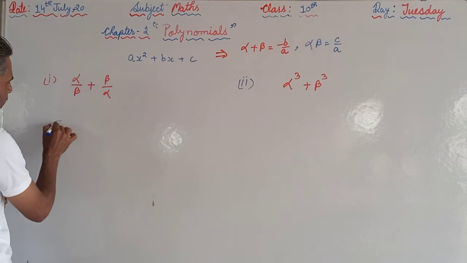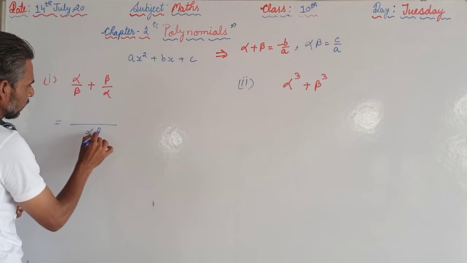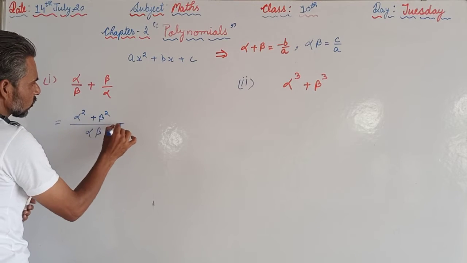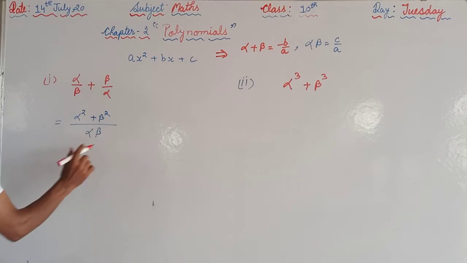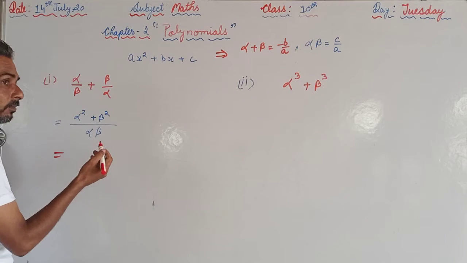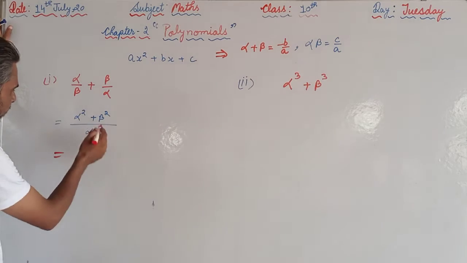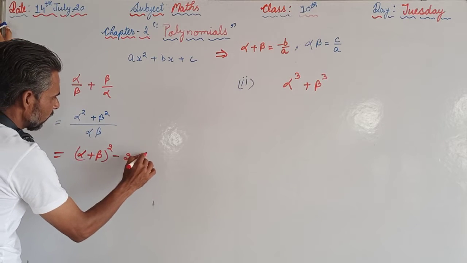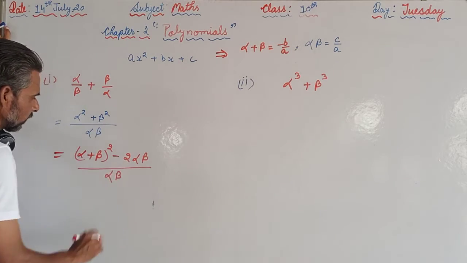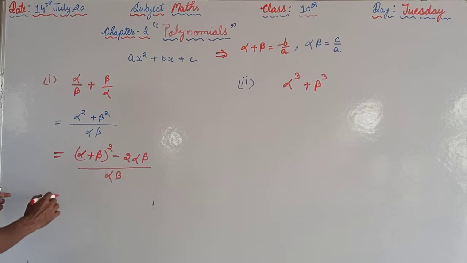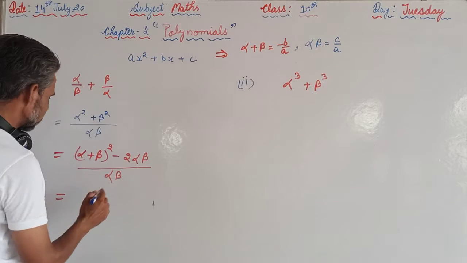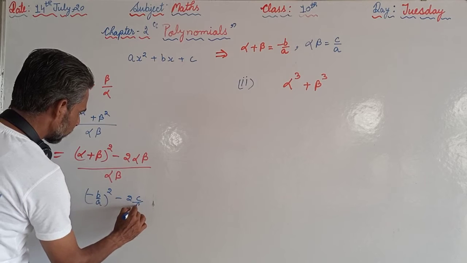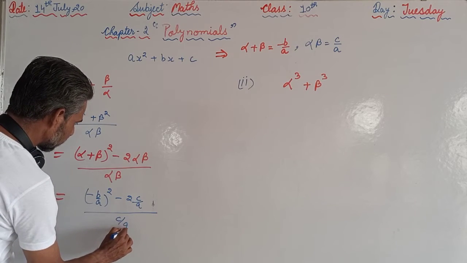Now here we will take the LCM, alpha beta. So it will become alpha square plus beta square. Alpha square plus beta square, day before yesterday we have discussed regarding that, so we can write that alpha plus beta whole square minus 2 alpha beta upon alpha beta. So now we can replace alpha plus beta, that is minus b upon a whole square minus 2 c upon a, whole upon c upon a.